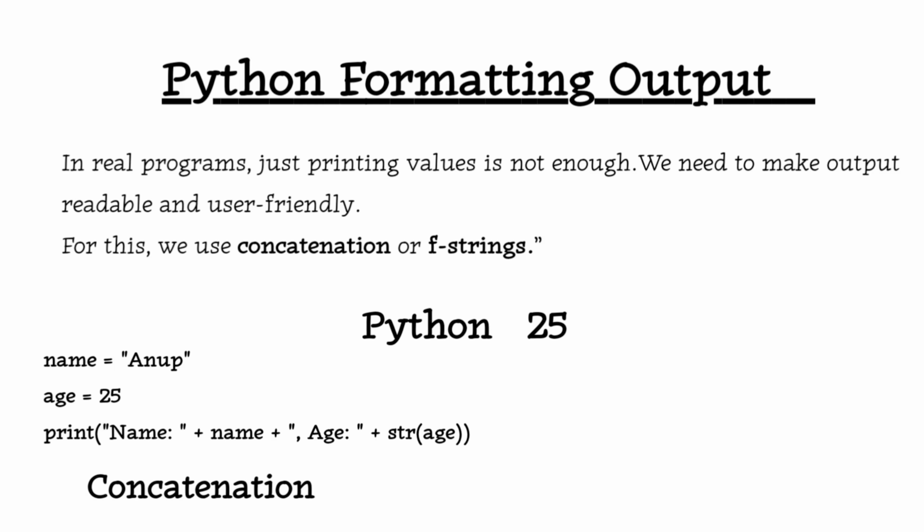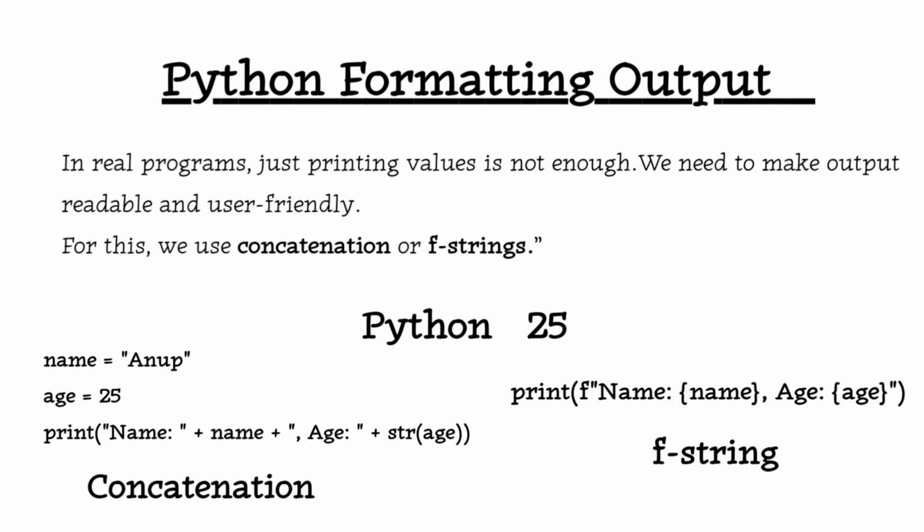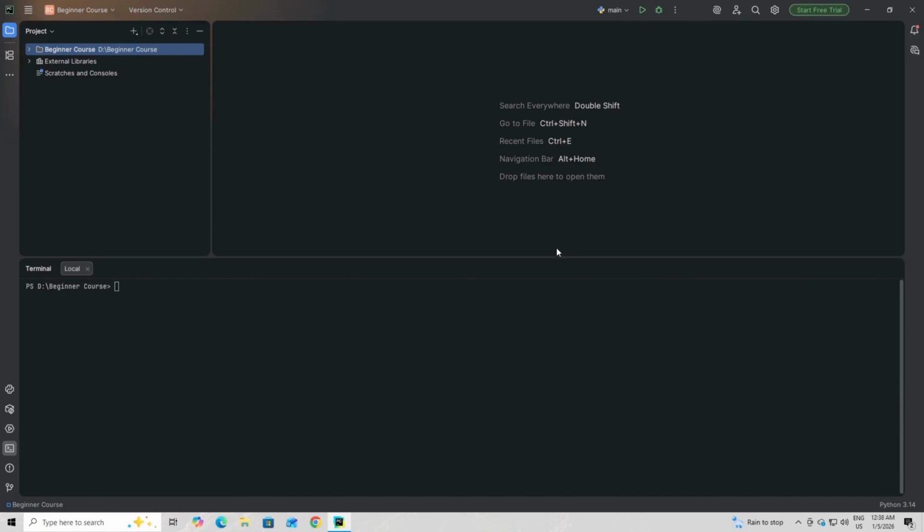There are two ways that we can do this operation. The first way is called string concatenation, and the other way is called f-string. For both approaches, I have shown a small code snippet on the screen right now. Next, I will explain them in practical approaches as well. Now, let's see both of the concepts practically. We'll talk in more detail about concatenation and f-string.